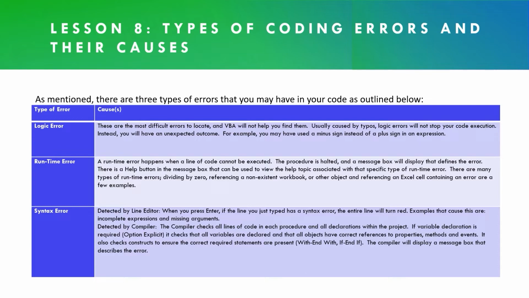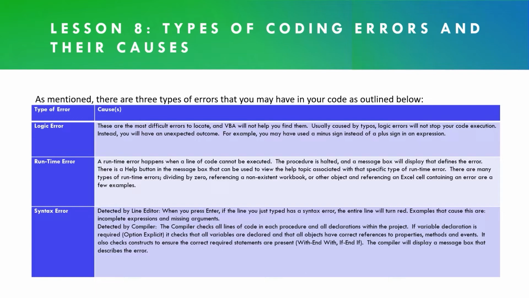A runtime error happens when a line of code cannot be executed. The procedure will come to a halt, and a message box will display that defines the error. There is a help button in the message box that can be used to view the help topic associated with that specific type of runtime error. There are many types of runtime errors. You can get a runtime error if you try to divide by 0, if you reference a non-existent workbook or other object, or if you reference an Excel cell that contains an error. And those are just a few examples.